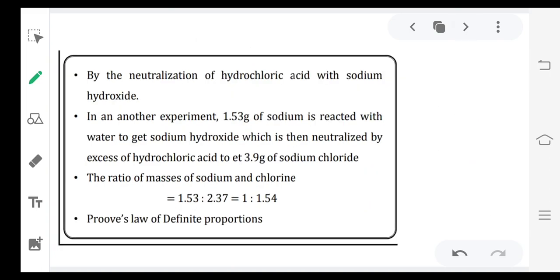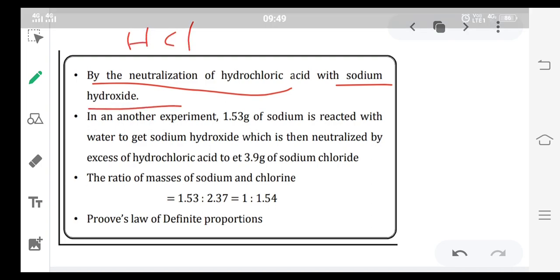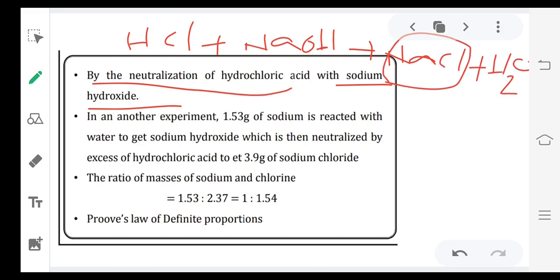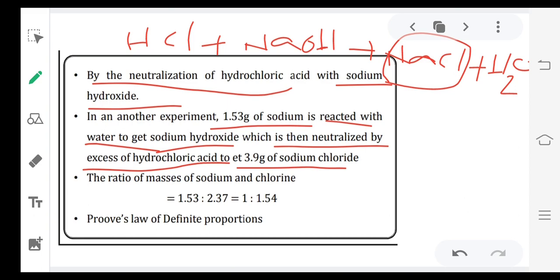Similarly, in one more experiment, sodium chloride is obtained by neutralization of hydrochloric acid and sodium hydroxide. You know, HCl plus NaOH gives NaCl plus water. So from this also you will get NaCl. Now in this experiment, 1.53 grams of sodium is treated with water. If you treat it with water, you will get sodium hydroxide, which is then neutralized by excess hydrochloric acid to get 3.9 grams of sodium chloride.